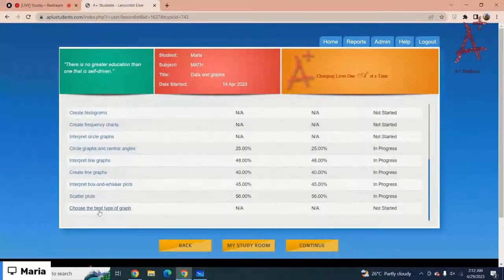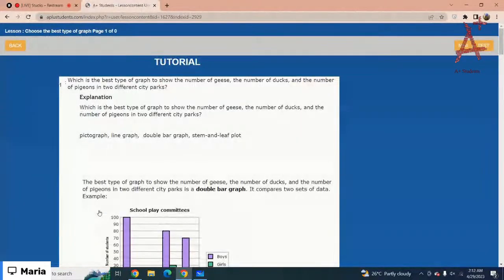Choose the best type of graph. So you are given the data set. You have to select the graph type. How do you select which graph type you can use? Got it? So let's just start with the first example.